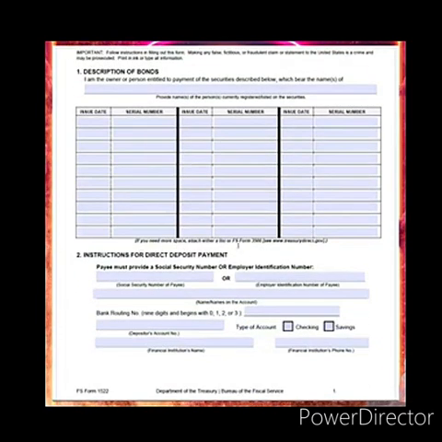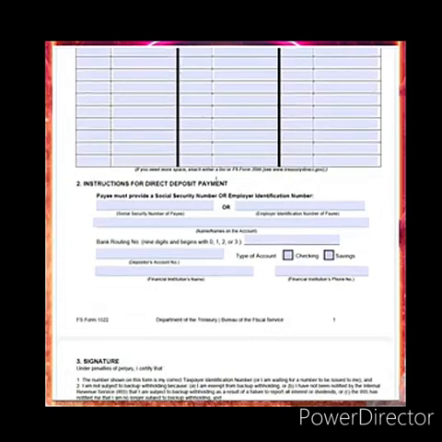If you need more space, attach either a list or FS Form 3500. I didn't see this the other day. But, oh, there it is. Look at that little gem.